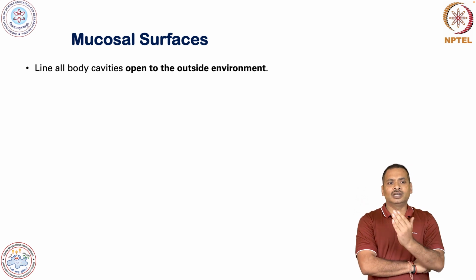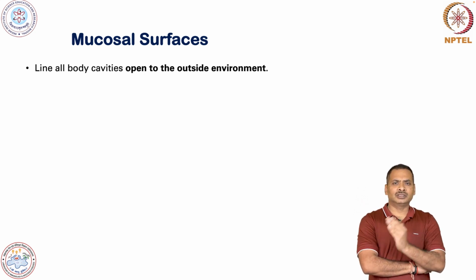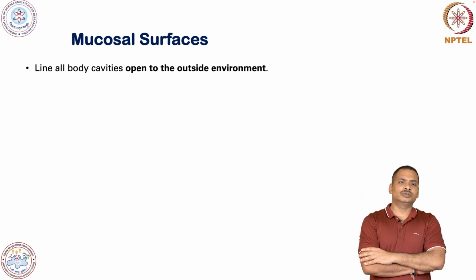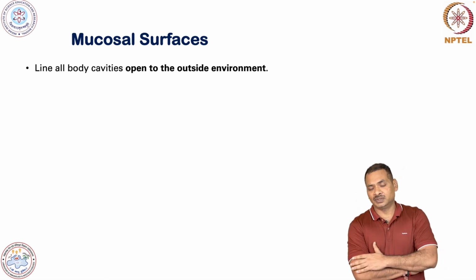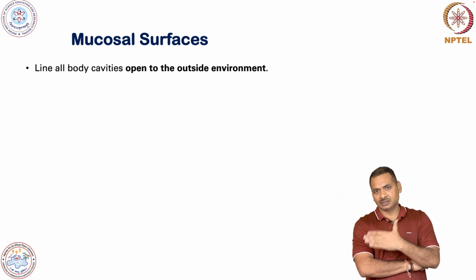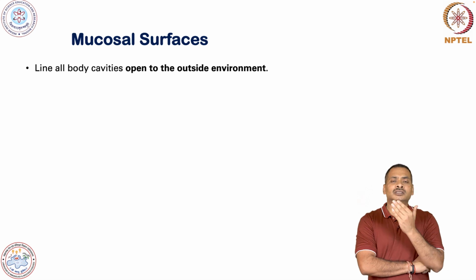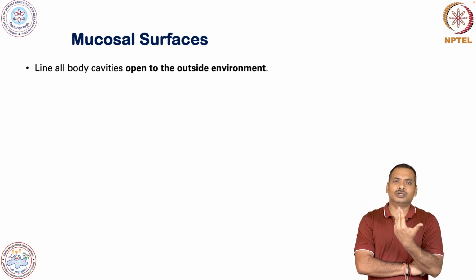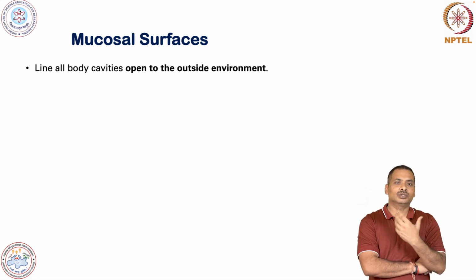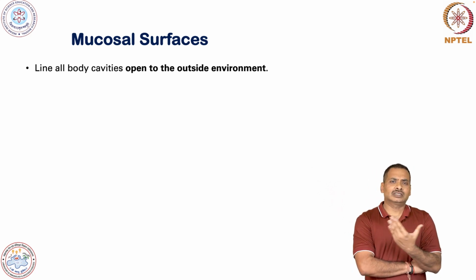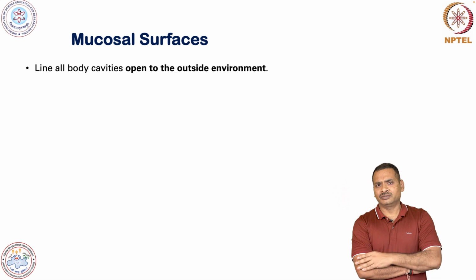This is a lining of all body cavities which open to the outside environment. So, the lining which is present inside basically opens outside. Outside means if you look at the oral cavity, the urogenital tract or the respiratory tract, it opens to the outside environment.